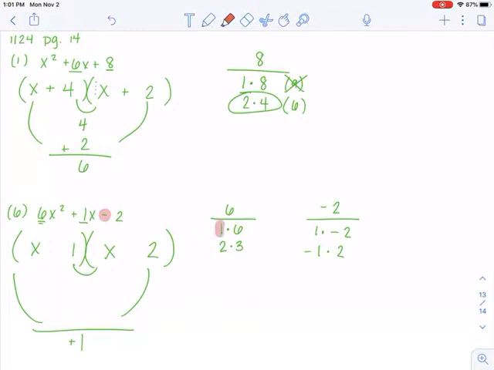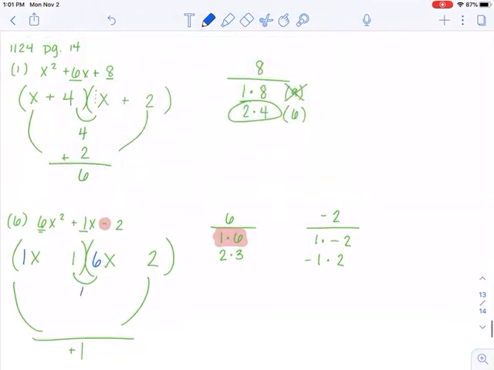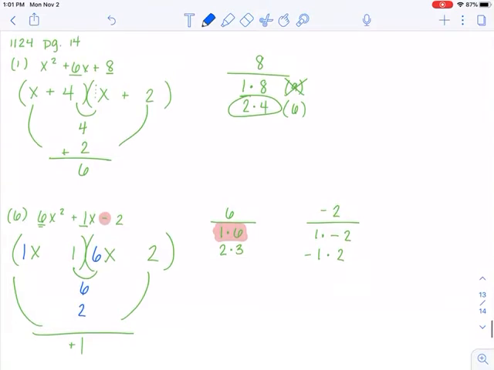If I plugged in, let's say, these factors here, the 1 and the 6, my 1 times the 6 would be 6, and my 1 times the 2 would be 2. There's no way I could add or subtract those to equal 1, so those are not the correct ones. Now if I switch it and do 6 and 1, 1 times 1 is 1, and 6 times 2 is 12. Again, no way to add or subtract to equal 1. So I'm going to skip this factor pair and look at my 2 and my 3. If I plug in 2 and 3, 3 times 1 would be 3, and 2 times 2 would be 4. There is a difference of 1.